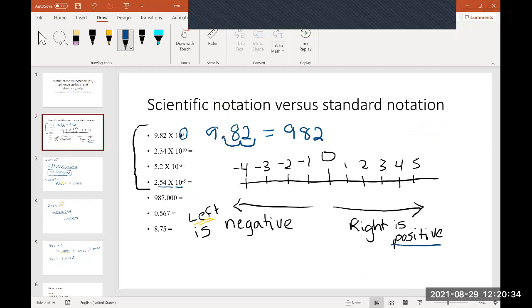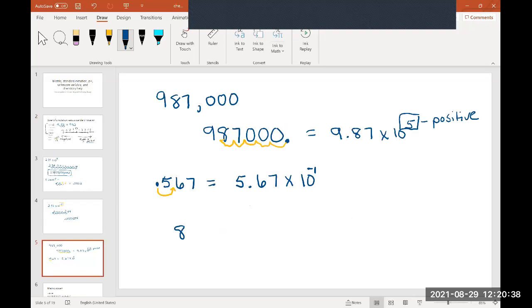Lastly, let's cover 8.75. How do you put that in scientific notation? It's not in scientific notation, it's in standard. And you might be saying, well, Kara, there's already just one digit from 1 to 9 to the left of the decimal place. What more could we do to this? Well, we need to put it in scientific notation.